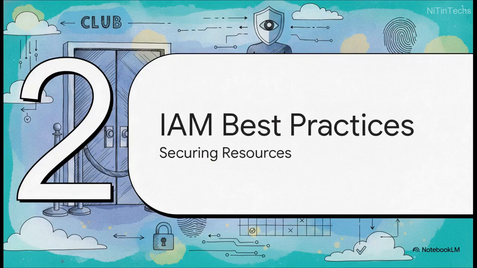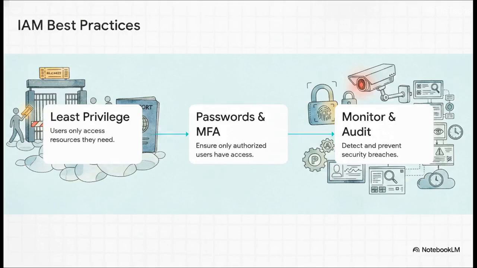Moving on to Section 2, IAM best practices. So setting this up correctly really comes down to 3 essentials. First up is least privileged access. This is the golden rule, guys. Give your guests a standard ticket, not an all-access backstage pass.